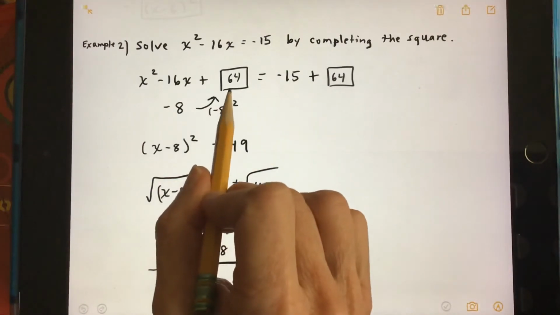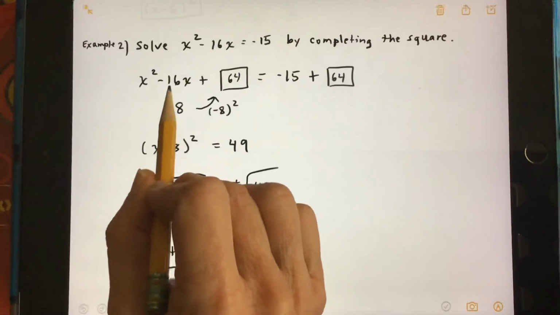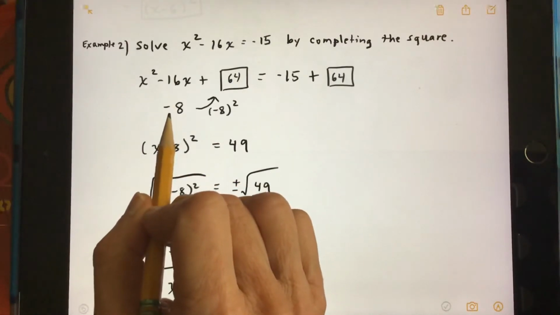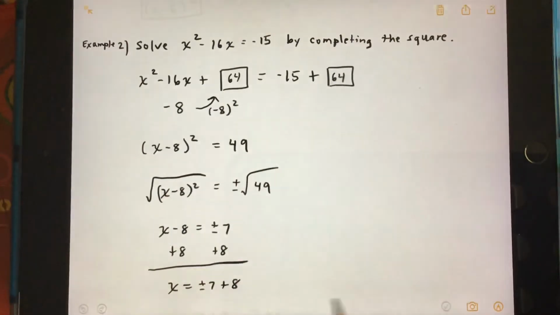How do I figure out what goes in this box? Well, I'm going to cut the coefficient on my x term in half. Negative 16 divided by 2 is negative 8. I'm going to square that negative 8, and that becomes 64. So that's why I'm adding 64 to both sides.